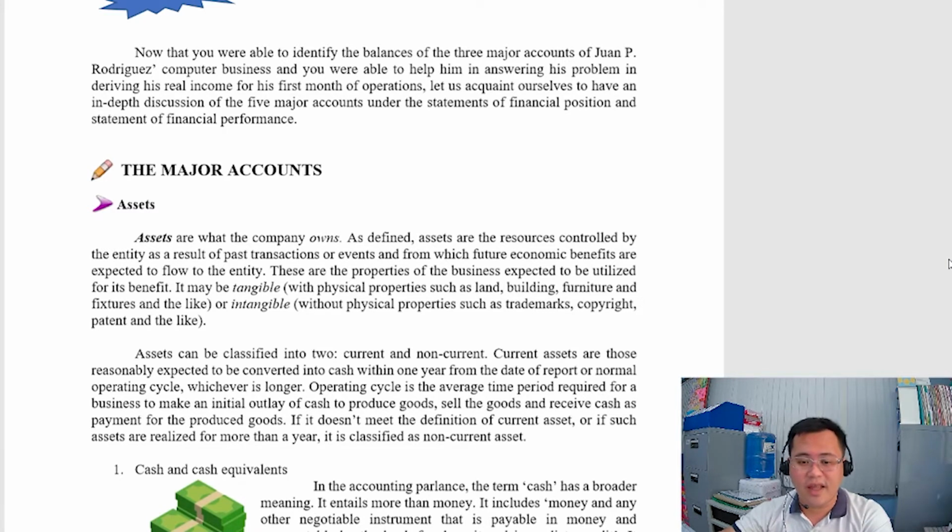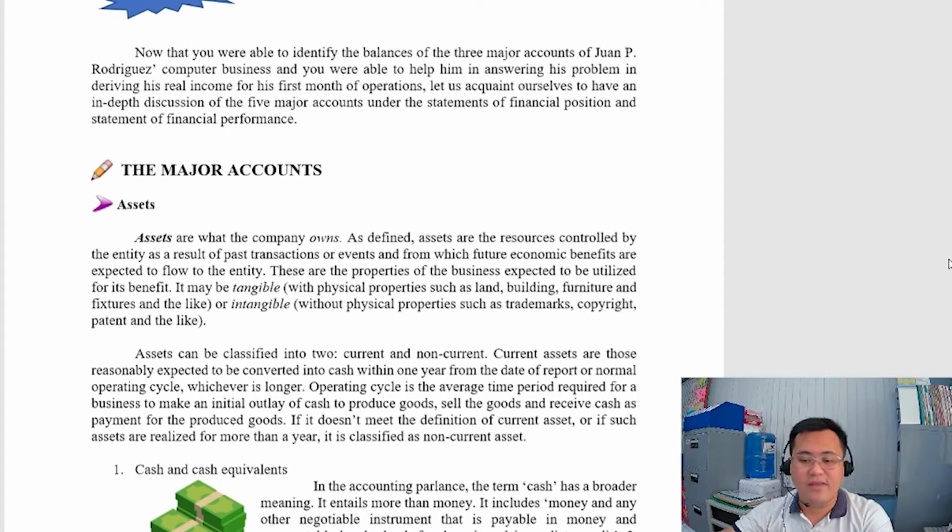Now, there are 2 classifications of assets. Number 1, we have current, and number 2, we have non-current. When can we say that an asset is current? Current assets are those reasonably expected to be converted into cash within 1 year from the date of report or the normal operating cycle, whichever is longer.